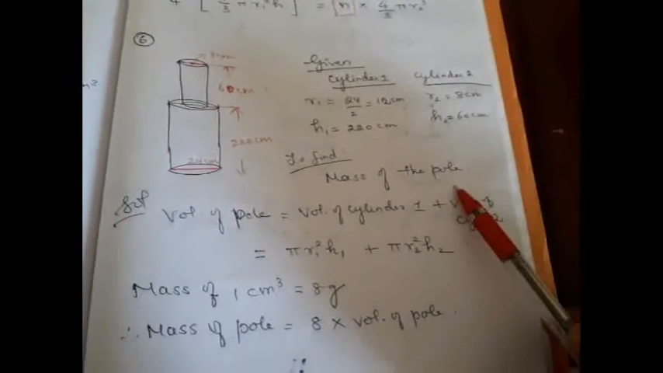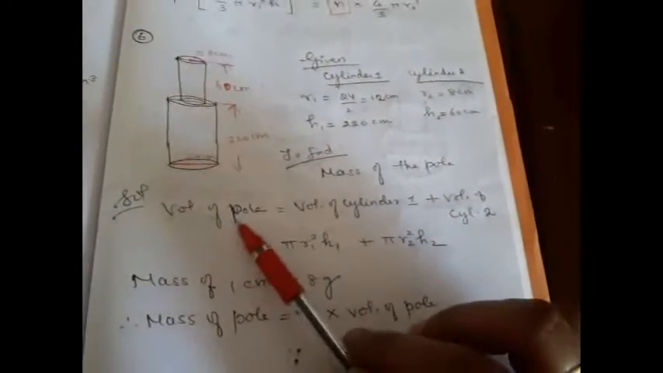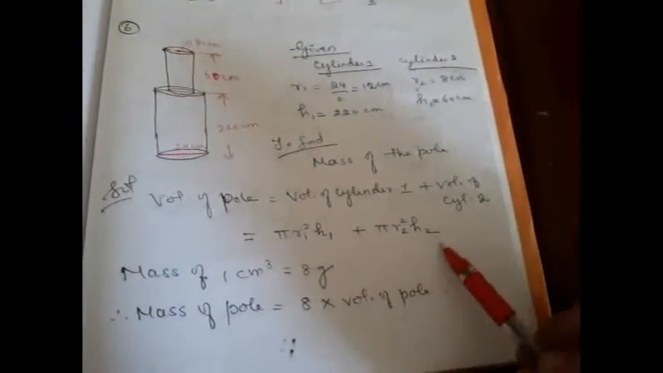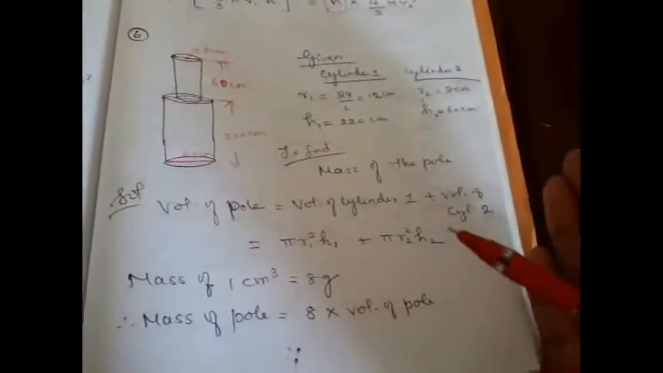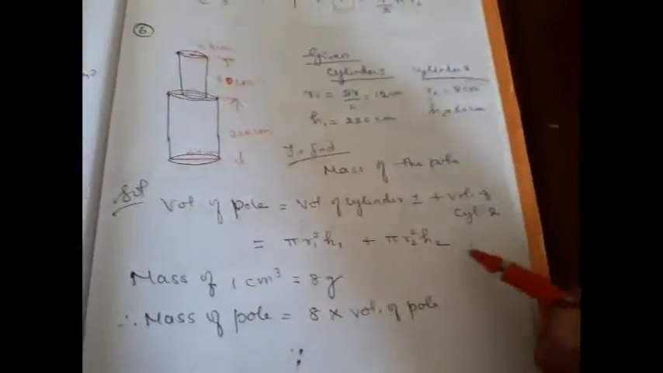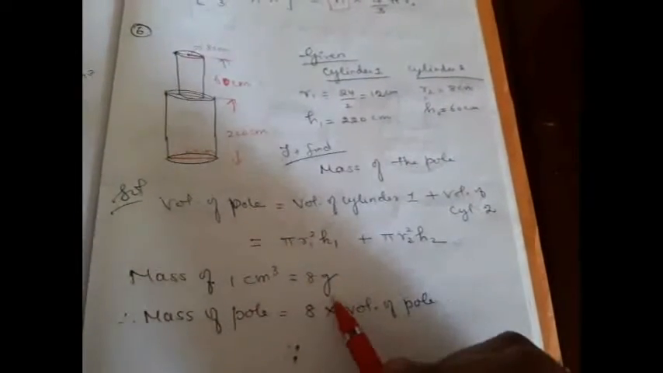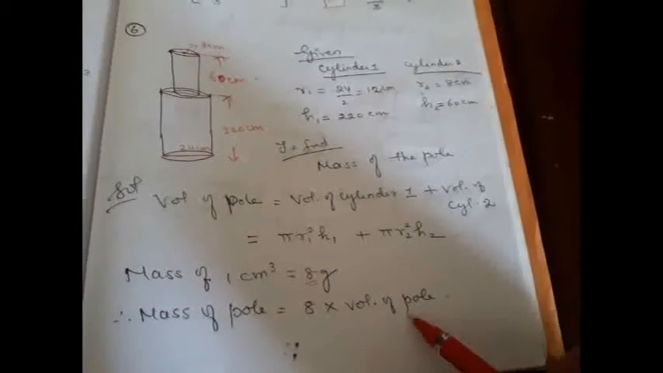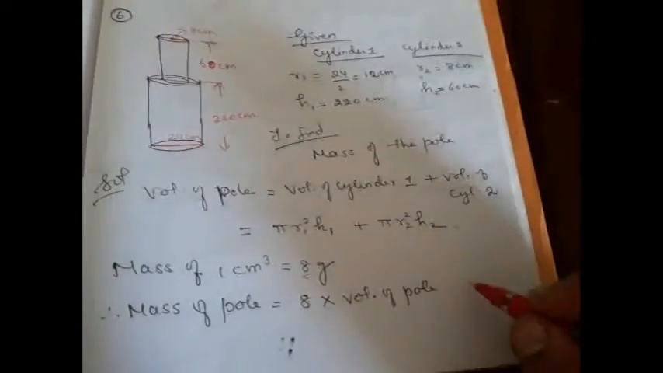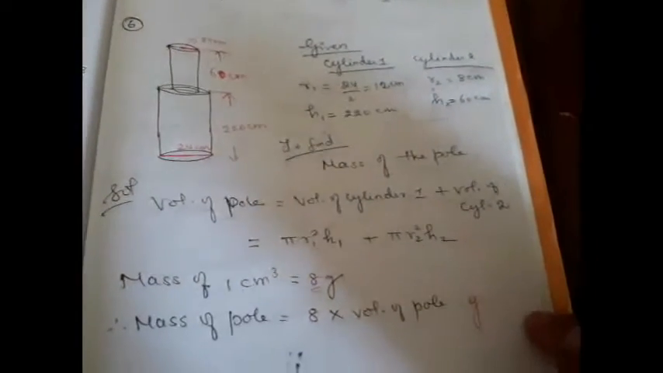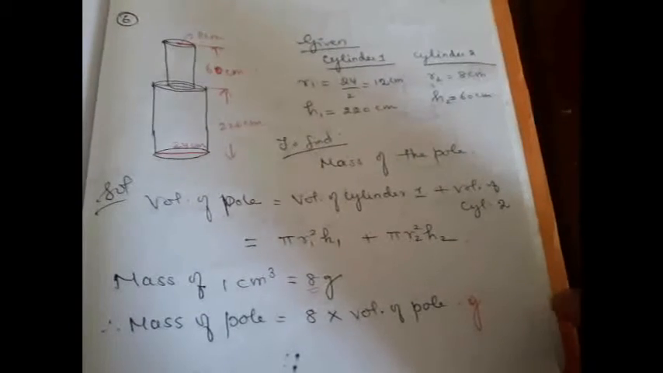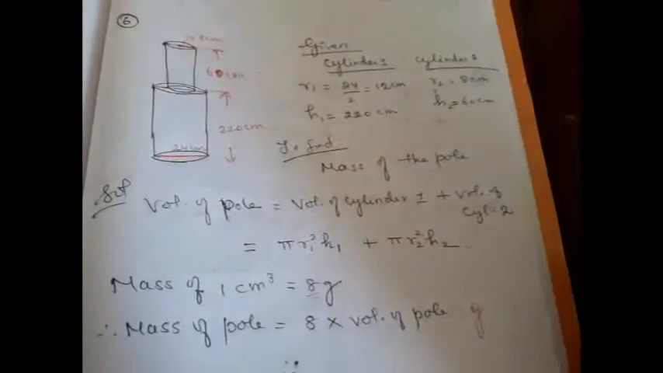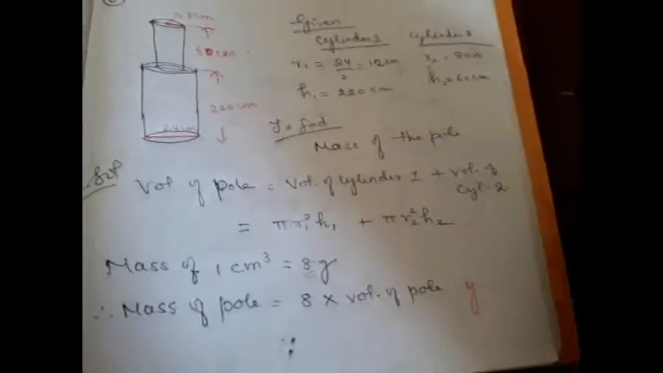Now they asked you to find the mass of the pole, right? So the volume of the pole is going to be the volume of this cylinder plus the volume of this cylinder. Pi r square h, pi r square h. I have differentiated with r1 h1, r2 h2. Then after finding the volume, it is given that the mass of 1 centimeter cube is 8 gram. Therefore, the mass of the pole is going to be 8 into the volume of the pole, right? The unit will be in gram. Mass is in gram. So units are very, very important. I am repeating again and again. If you miss out, you will lose marks even though the entire problem is correct. Yes. Hope you got it.